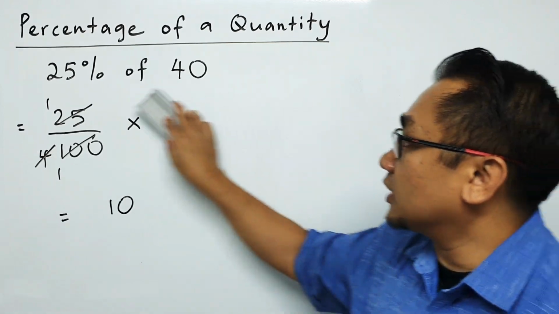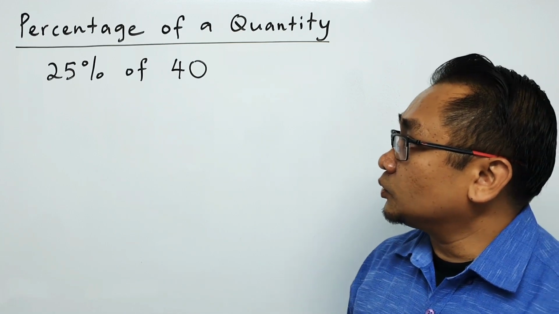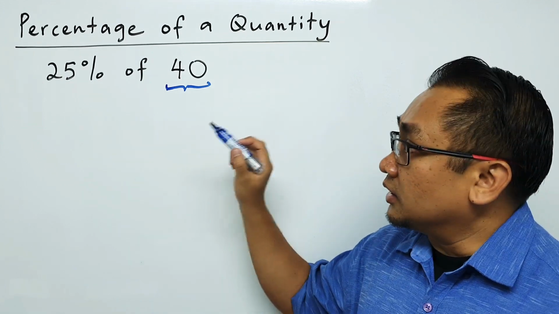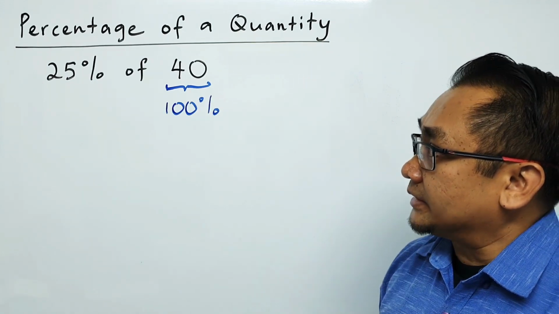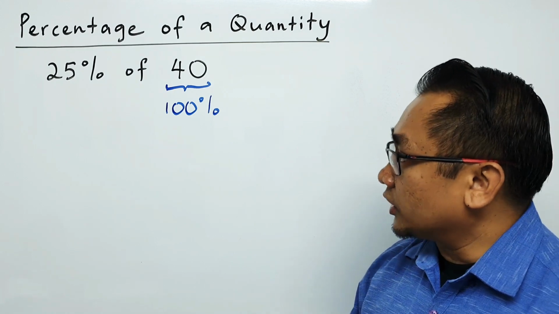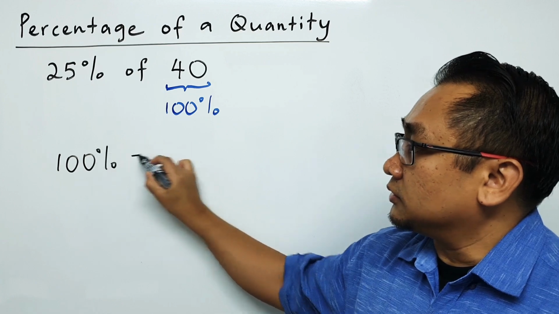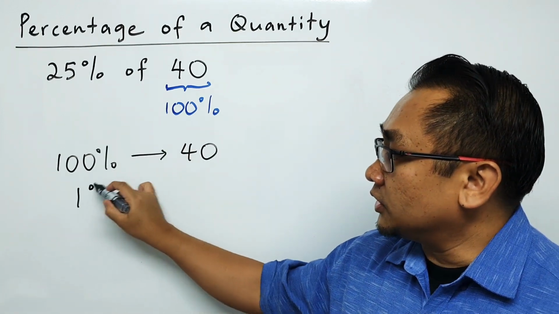Let's look at the other two methods. The other two methods require you to understand that 40 is what we call the base quantity. In percentage, the base quantity is always 100%. So we can form the relationship: 100% is 40. How to find 25%? Here there are two methods.